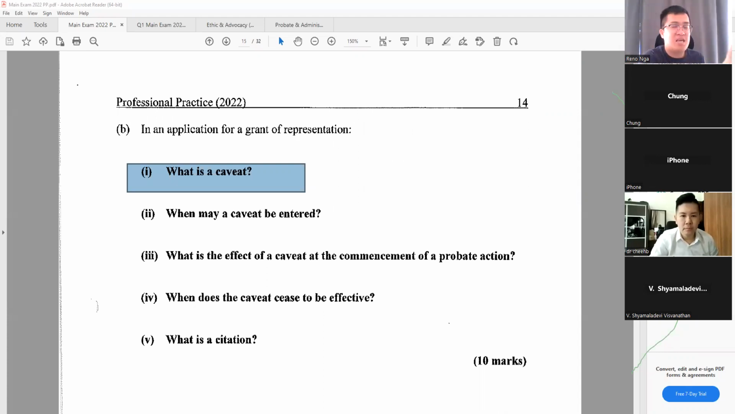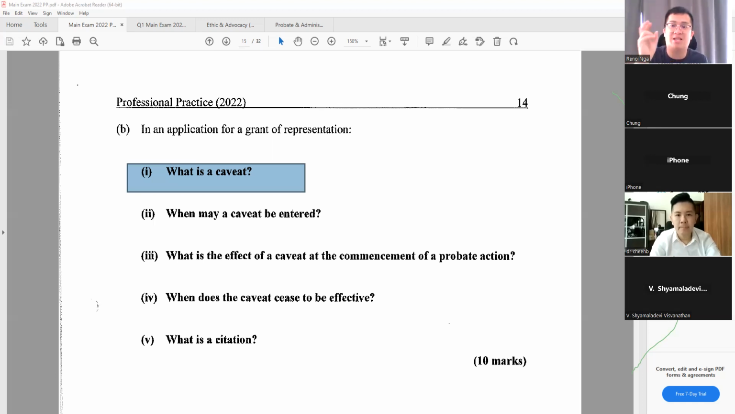The caveat on probate means, when I want to file an application for probate or LA, let's say I am still owing somebody money. This person worries my executor or my administrator may or may not pay back the money. So what they can do is enter a caveat. The effect of the caveat is blocking, so that my executor or my administrator cannot get the probate or LA, because they are blocked already.